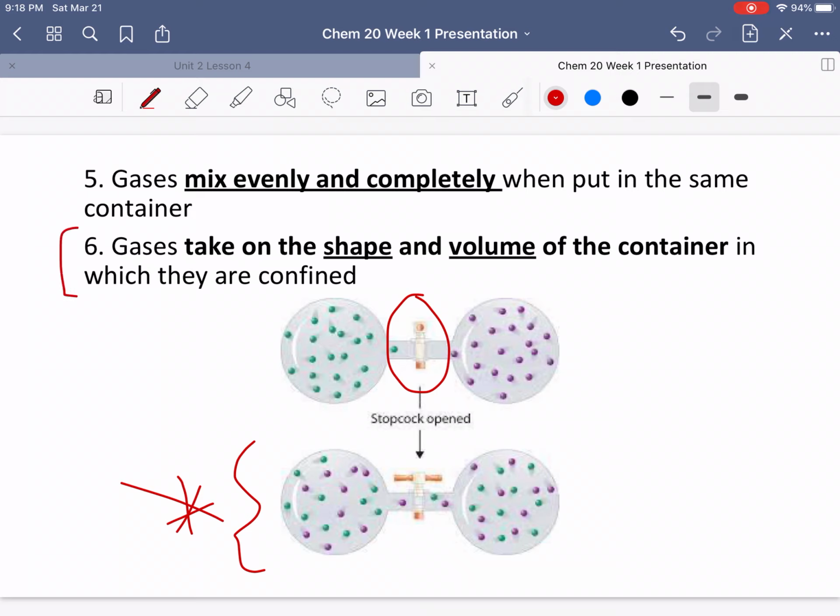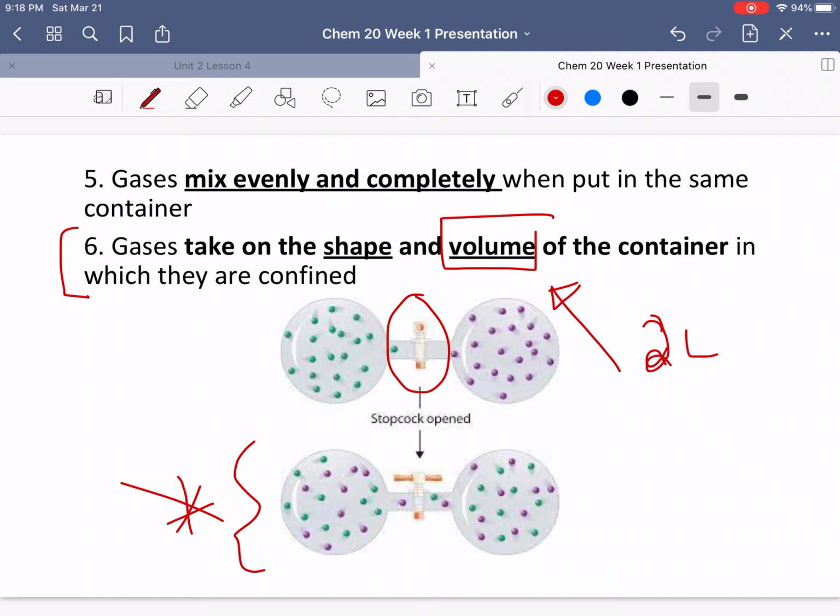Okay? And number 6 is gases take on the shape, and this is a big one. Take note of it. They take on the volume of the container. So if I tell you that I take a gas and I put it in a 2-liter container.